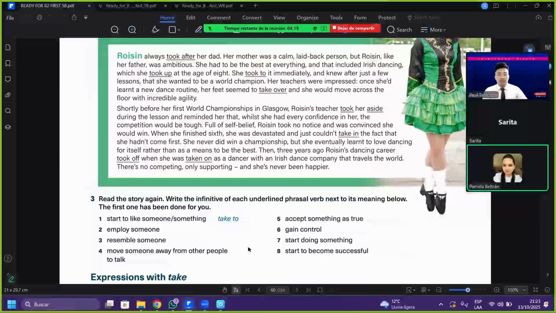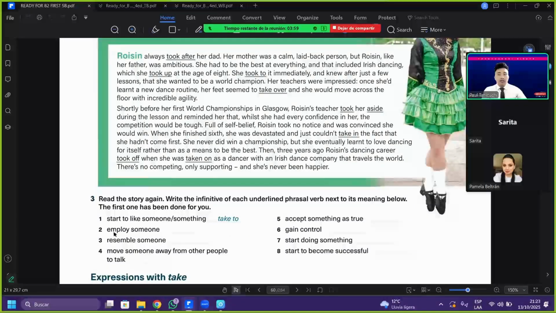Yes, to adapt to someone or something. That is basically the meaning. In Spanish, we say adaptarse. Okay, take to. That is the meaning.